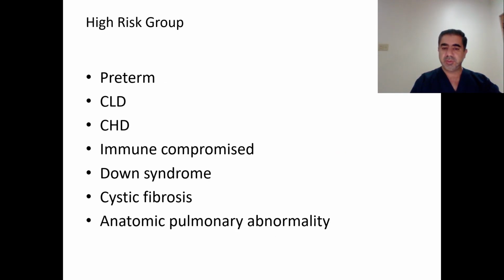The high-risk groups to develop bronchiolitis and to develop severe bronchiolitis include preterm babies, babies with chronic lung disease, babies with congenital heart disease, immune-compromised babies, babies with Down syndrome, babies with cystic fibrosis, and anatomic pulmonary abnormality.